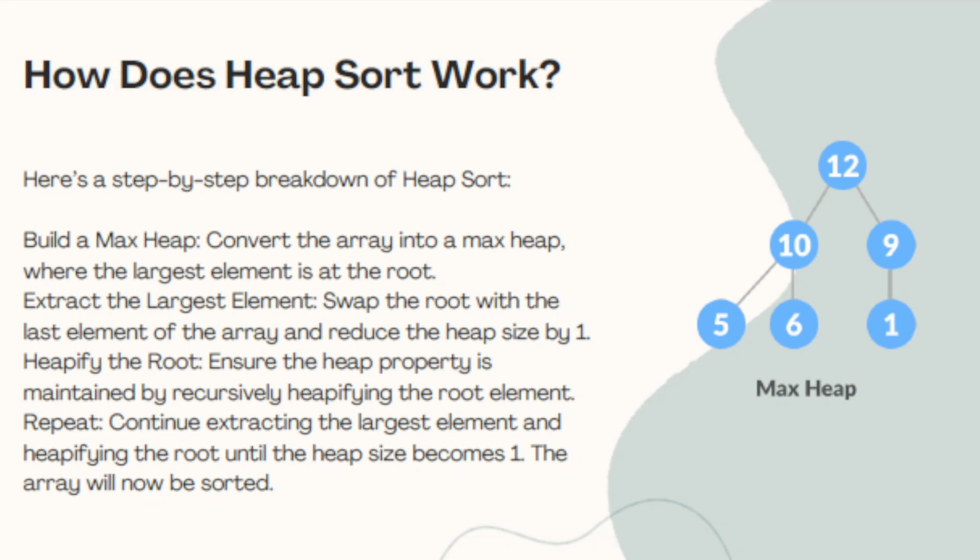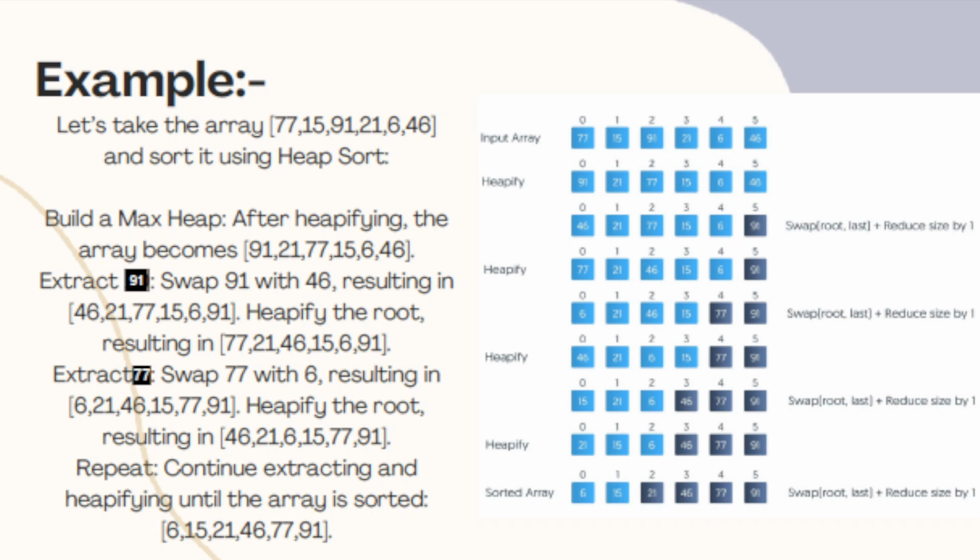Now see an example: 77, 15, 91, 21, 6, 46. Sort using heap sort. Build a max heap. After heapifying, the array becomes 91, 21, 77, 15, 6 and 46. Then extract 91. Swap 91 with the last element, that is 46, resulting in 46, 21, 77, 15, 6 and 91. Heapifying the root, we get this array. Extract 77, then swap 77 with 6. Continue extracting and heapifying until the array is sorted.